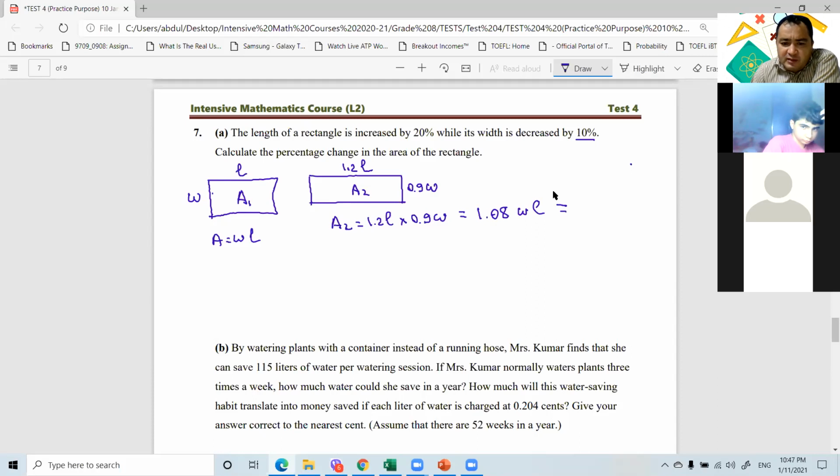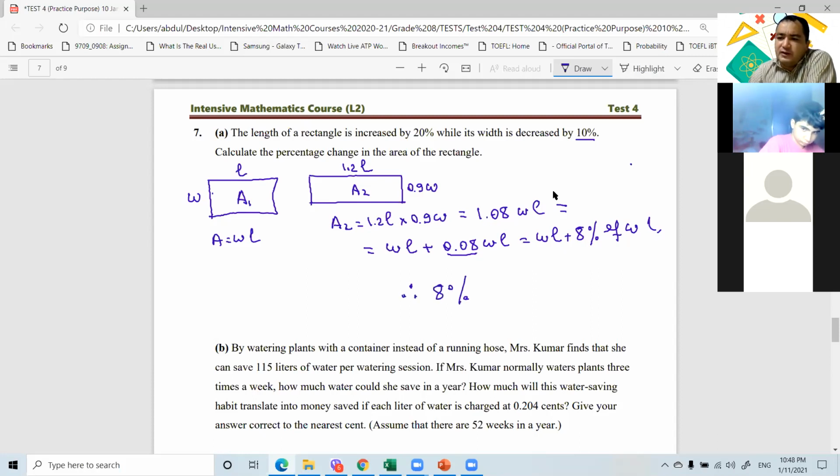I can write it as WL plus 0.08 WL, and 0.08 is 8% of WL. So the percentage change in the area of the rectangle must be 8%. Actually, if you make these changes to the length and width of this rectangle, the area will increase by 8%.